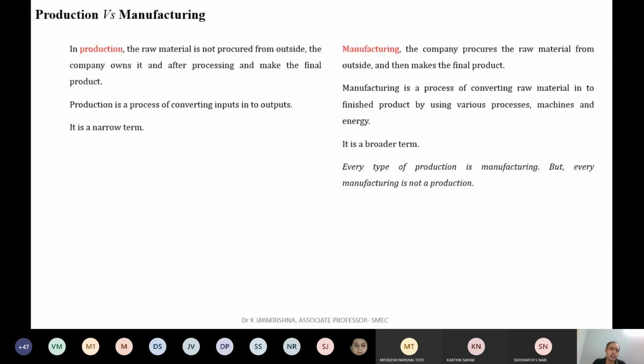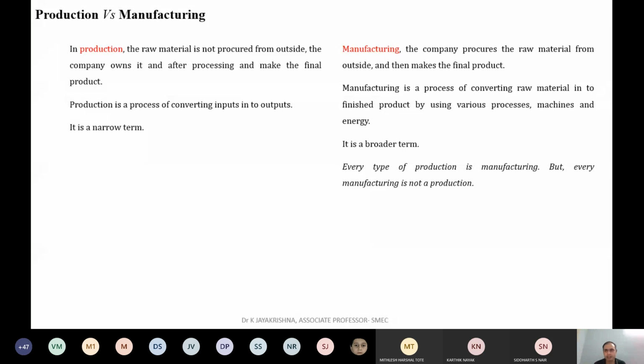But in this modern world, sometimes the production people are forced to take raw material from outside, because it is not available. Again, it depends upon the quantity of raw materials they take from outside. So production is just converting inputs to outputs. That is the narrow term.